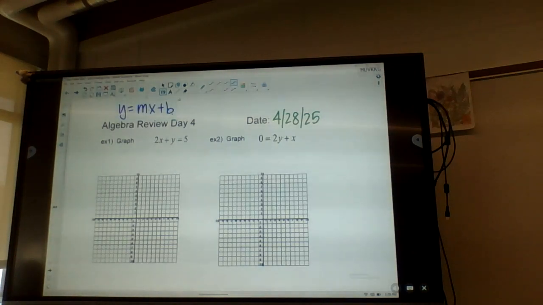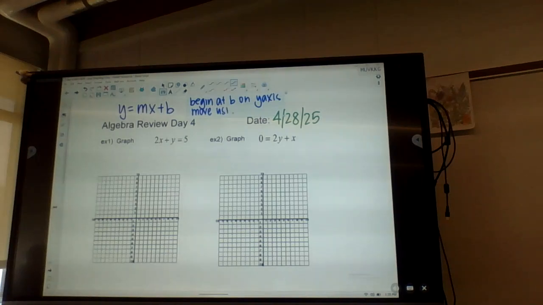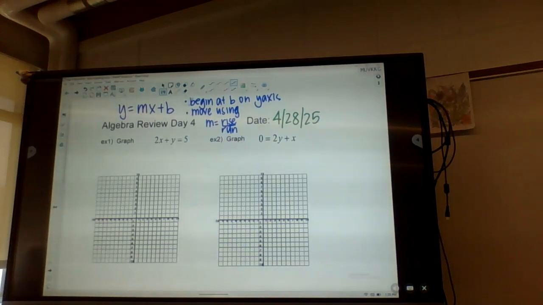And when we do that, remember we begin our equation on the b value. So we begin at b on the y-axis, and then we move using slope, which is rise over run. So those are our two main things about doing this and being able to do it well.